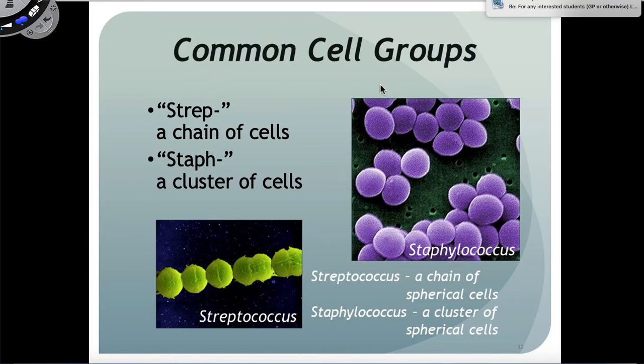Now, there are common cell groups. That means that sometimes these bacteria will form a chain. These type of bacteria are called streptococcus bacteria. This, for example, is the bacteria that gives you strep throat. And sometimes bacteria form these clusters, and usually those bacteria are called staph bacteria. You might have heard of staphylococcus bacteria.